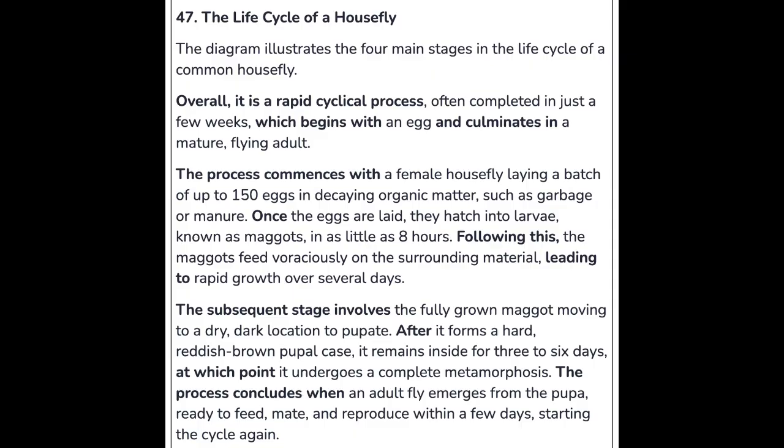The subsequent stage involves the fully grown maggot moving to a dry, dark location to pupate. After it forms a hard, reddish-brown pupal case, it remains inside for 3 to 6 days, at which point it undergoes a complete metamorphosis. The process concludes when an adult fly emerges from the pupa, ready to feed, mate, and reproduce within a few days, starting the cycle again.